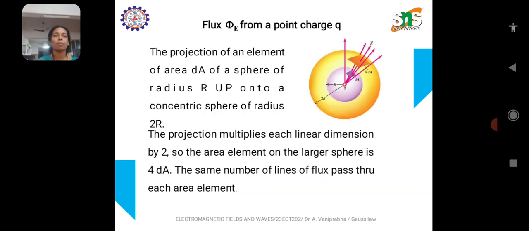Flux phi E from a point charge Q. Consider this diagram. The projection of an element of area dA of a sphere of radius r onto a concentric sphere of radius 2r. The projection multiplies each linear dimension by 2. So the area element of the larger sphere is 4 times that. The same number of flux lines pass through each area element.